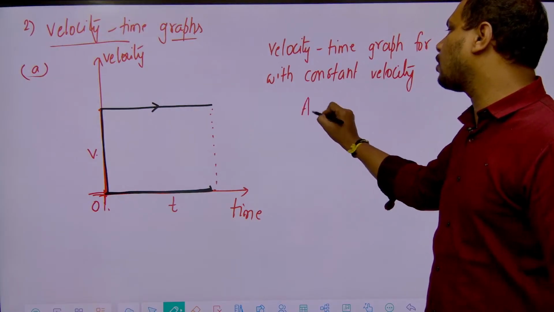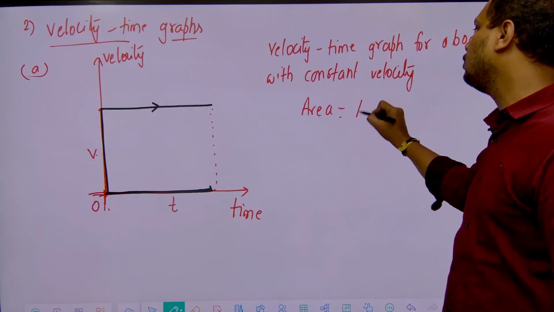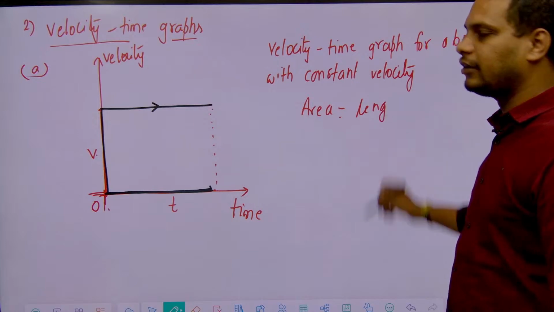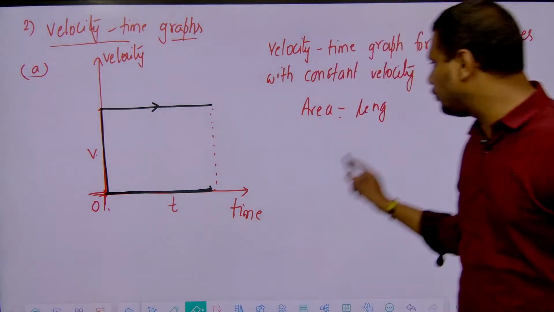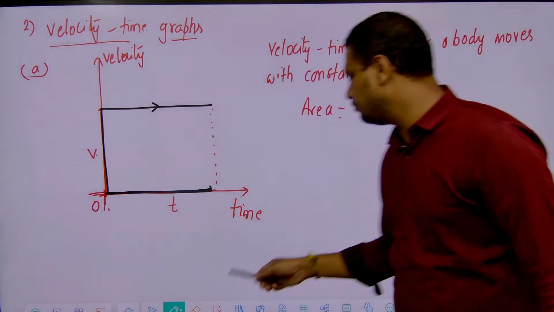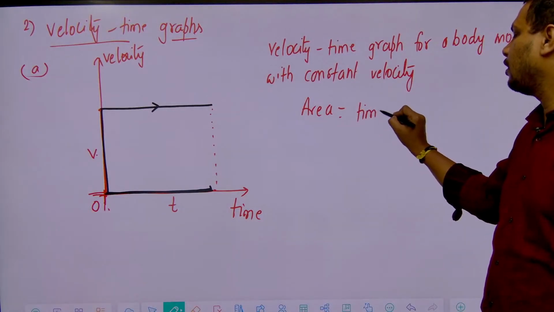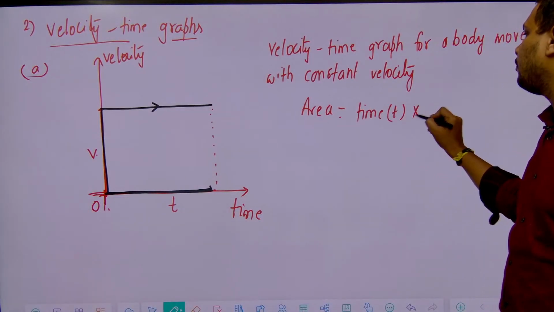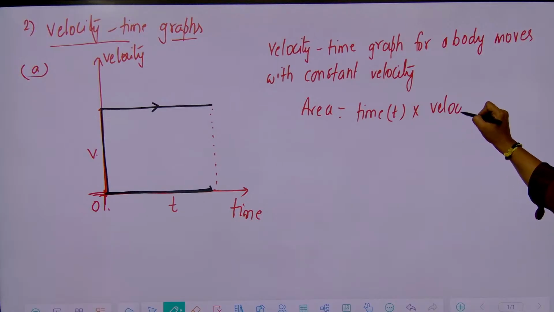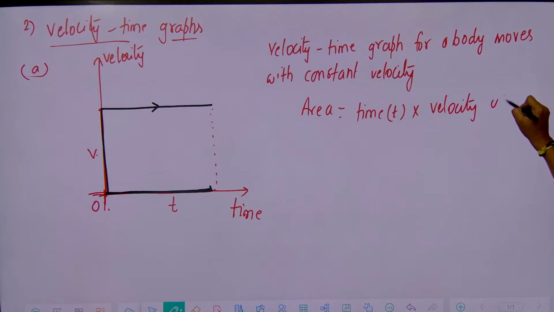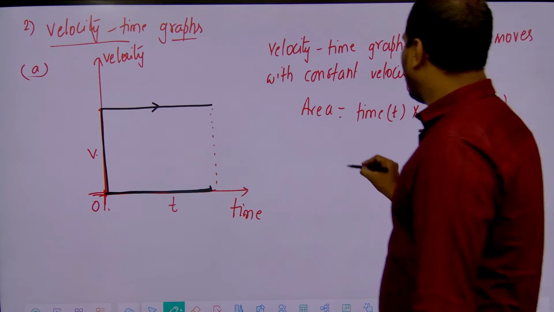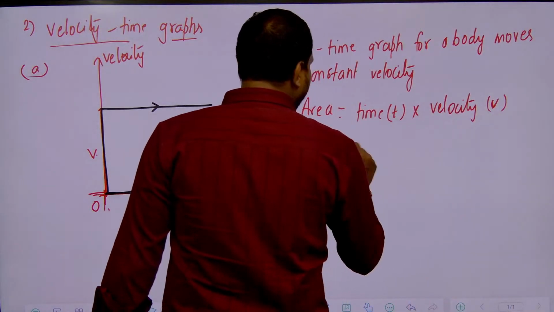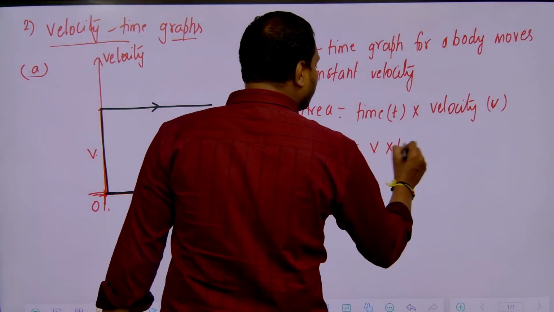Then how to calculate the area? Area is equal to length multiplied by breadth, right? So what is the length value here? Time t. And what is the breadth value here? Velocity v. Then area is equal to velocity into time.